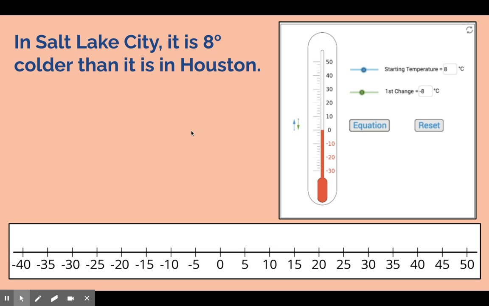Our next example says in Salt Lake City, it is 8 degrees colder than it is in Houston. So once again, Houston is starting at 8 degrees because we read that in our student companion. But in Salt Lake City, it's 8 degrees colder. So what would my final answer be for this scenario? Let's put that in the chat, and then we'll show you what it looks like on the number line.